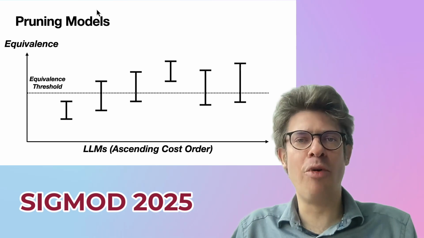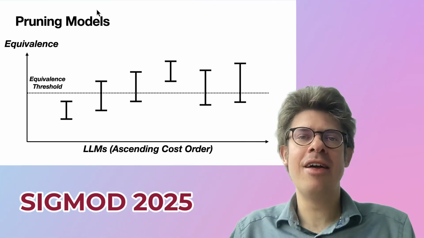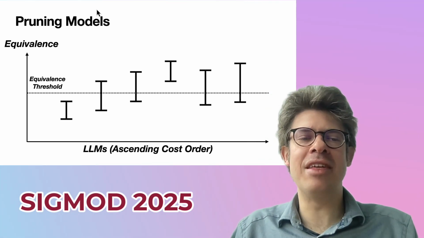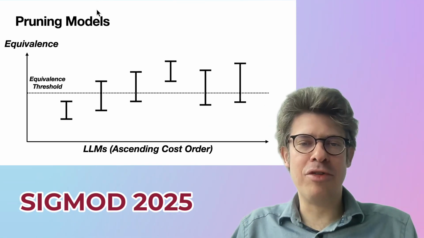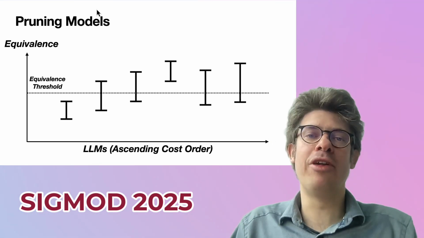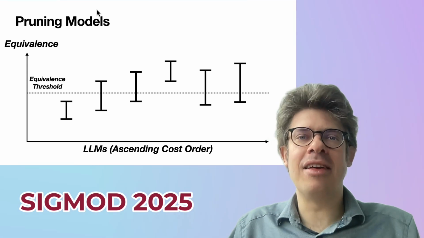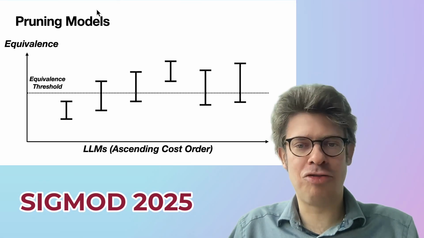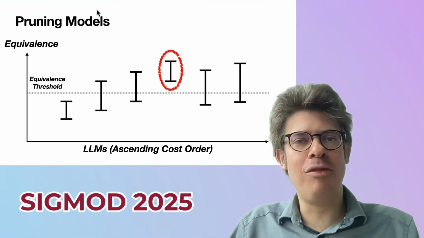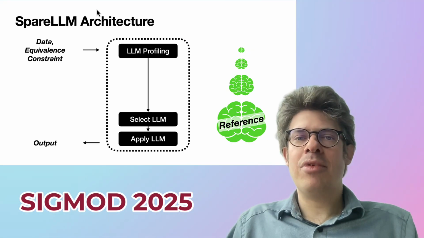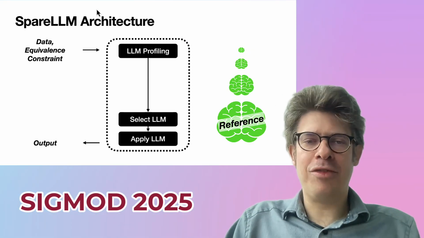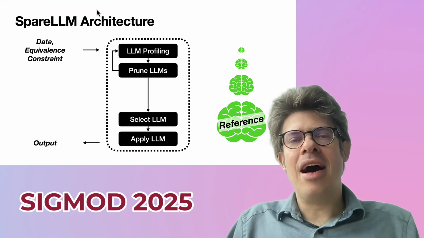And then we have some models, one in particular, which is clearly above the equivalence threshold. And if profiling stops now, then I would essentially select the cheapest model for which I'm sure that it satisfies the equivalence constraint, and that would be the model over here in this case. Now, this is the simplest version of the architecture.